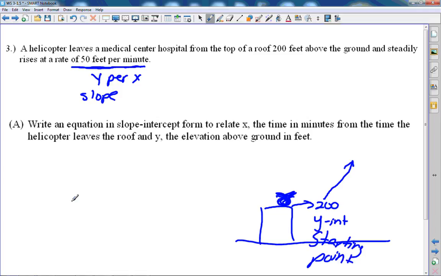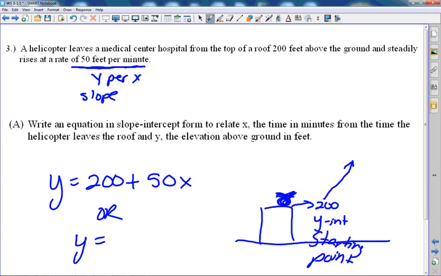So I have Y equals, and I can write it a couple ways. Let me write it like this. 200 plus 50x, because I'm going up 50 feet per minute. Or I can write it Y equals 50x plus 200. Both of those are correct.